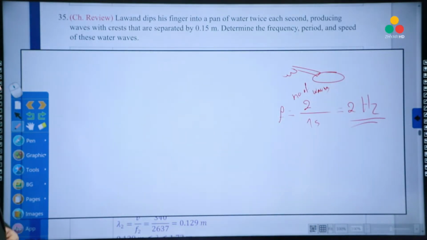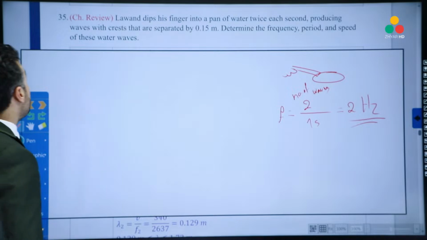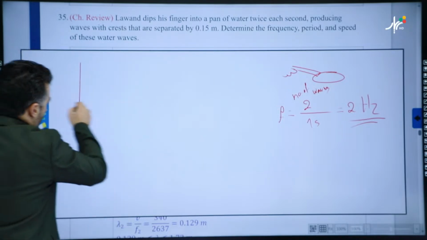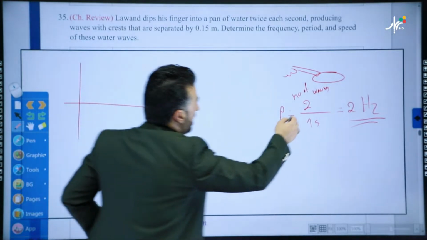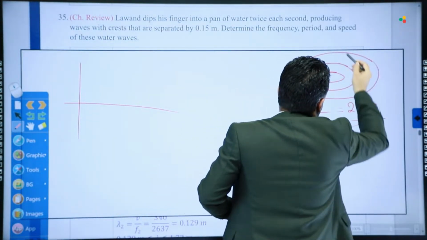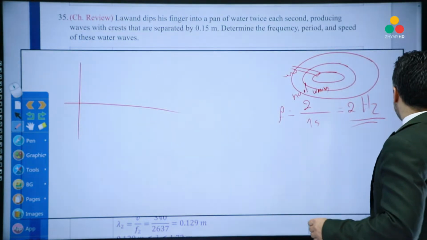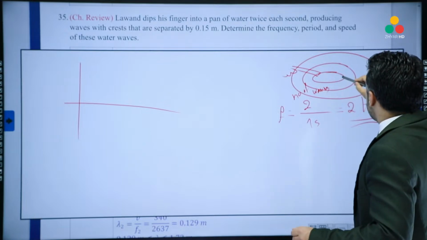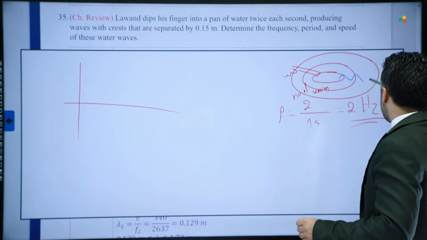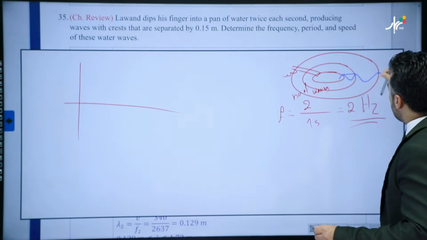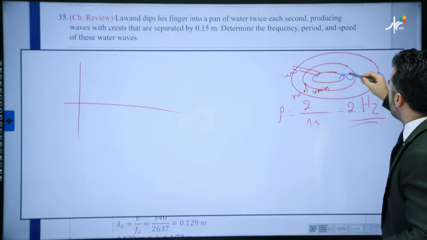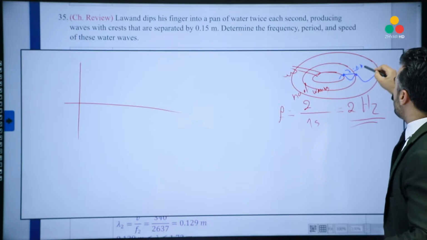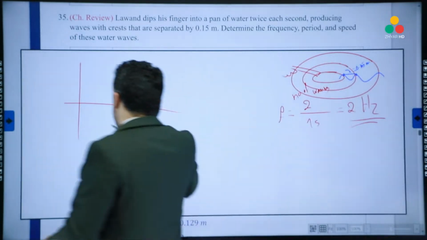Into a pan of water twice every second, producing a wave with crests that are spread by 0.15 meters. So of course we have waves now. If I draw or complete this here, I can turn this one into a crest. Let's use blue here. If this resembles a crest, and then another crest here. These waves have to be symmetric, by the way. So the distance from one crest to another is basically 0.15 meter. I can draw the crest here again.